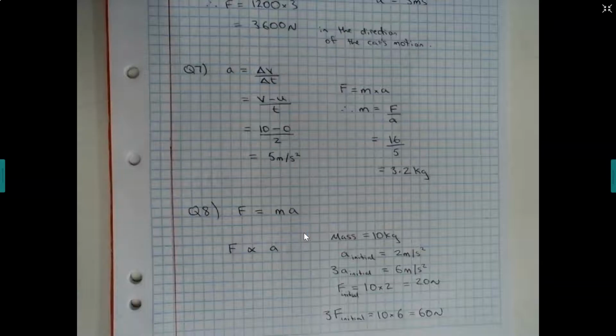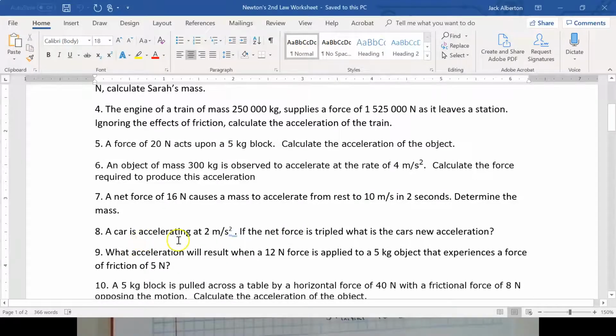All right, and it's vice versa. The same thing works the other way around. If I triple the force, the acceleration will be tripled. If the acceleration's tripled, then the force would be tripled. So with this question, it says if the net force is tripled, what happens to the car's acceleration? The acceleration would also be tripled, so that 2 meters per second squared becomes 6 meters per second squared. That's what we call proportionality. All right, so force is directly proportional to acceleration.